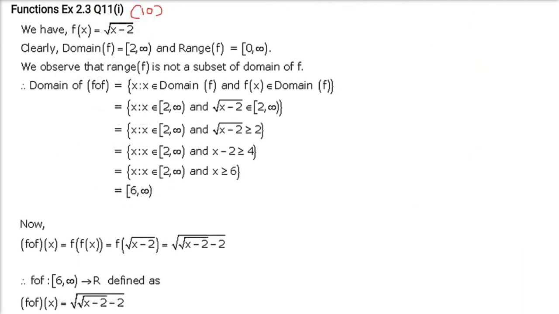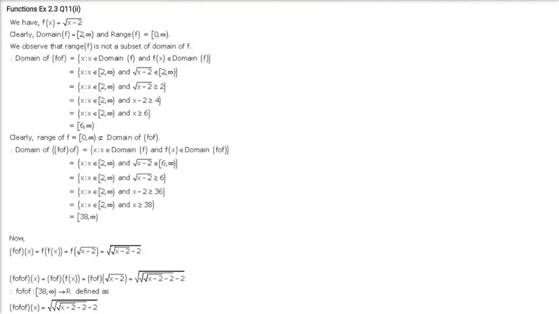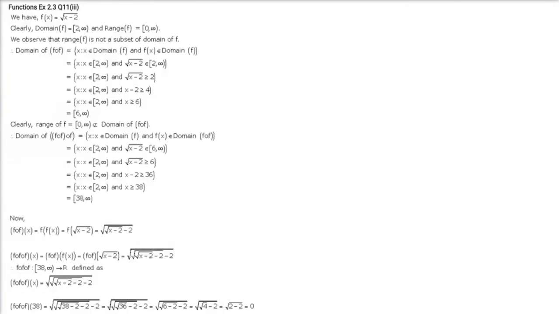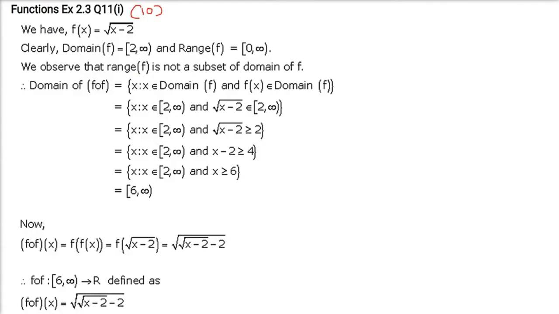So this is question number 11 now. What you have to understand here is the domain of f and the domain of f of f. If you understand this very well, all the other parts, there are 4 parts actually, you will be able to understand each and everything. The f, fof, and so on. So that is the concept you need to understand.